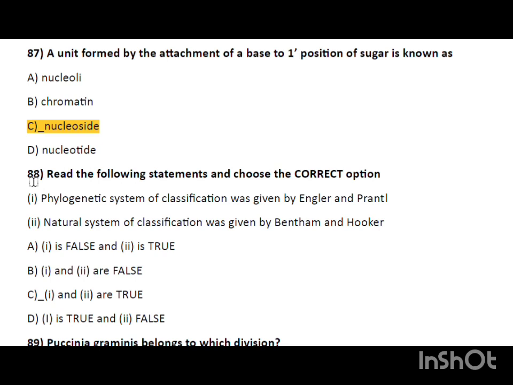Then, question number 88. Read the following statements and choose the correct option. Statement 1: phylogenetic system of classification was given by Engler and Prantl. Statement 2: natural system of classification was given by Bentham and Hooker. Both are true. The correct answer is option C, 1 and 2 are true.